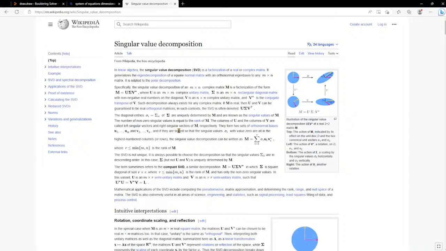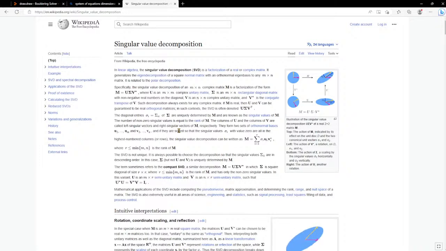Where U is an m by m unitary matrix, whatever that means. Sigma is a rectangular diagonal matrix, which actually I think I do know what that means. It's a diagonal matrix. V is an n by n complex unitary matrix, and V star is its conjugate transpose. Such decomposition always exists for any matrix. If M is real, then U and V can be guaranteed to be real orthogonal matrices in such context. The SVD is often denoted U sigma V transpose. The diagonal entries are uniquely determined by M and are known as the singular values of M. The number of non-zero singular values is equal to the rank of M.